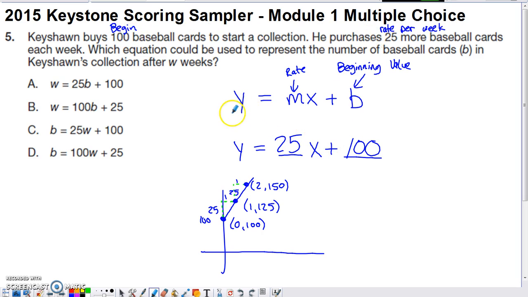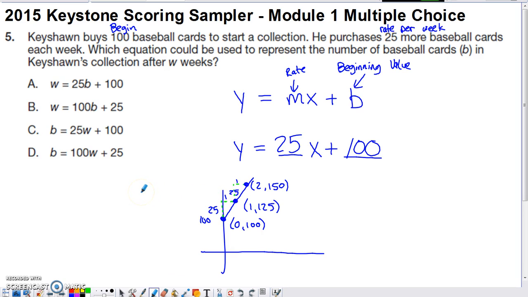So I know that my slope-intercept form blueprint is going to be pretty easy to build here. And so I know that my rate is going to go in place of the m, in place of the slope, and the beginning value is going to go in place of my b. So I put the 25, the rate that he's adding to the collection every week, in place of m. I put the beginning amount of cards in the collection in place of b, and I had y equals 25x plus 100. Okay, check out the answers.